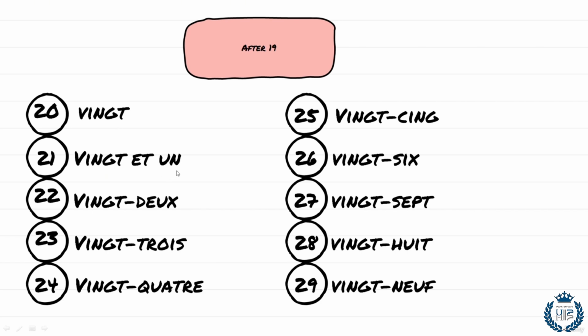20, 21. Here, when you say 21, you put et, which is and. So it's 20 and 1. You do this only for 21, for the one with 1. So 31, 41 is also the same. 22, 23, 24, 25, 26, 27, 28, 29.